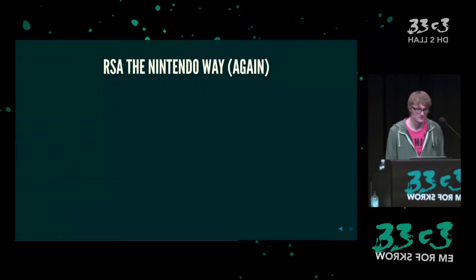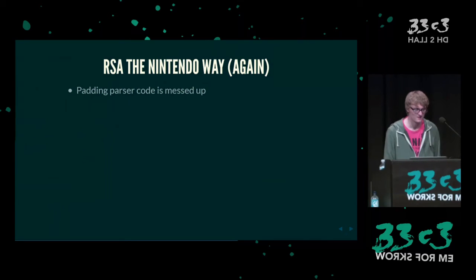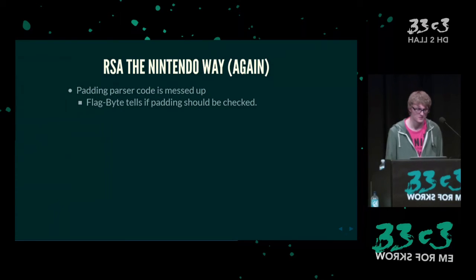So the first thing it does is it tries to parse the padding, and this parser is totally messed up. There's a flag byte that tells you if the padding should be checked. And if it's 1, then it is checked. It should be all FF bytes. But if it's 2, then it will just skip the padding.